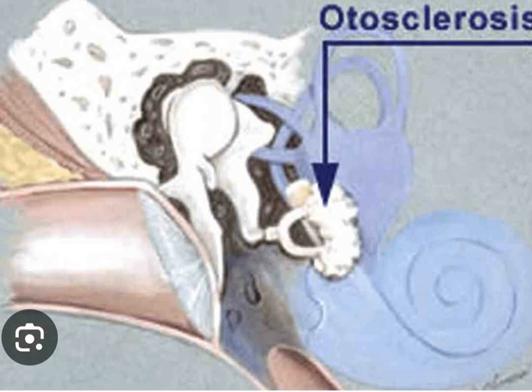Ethnicity. Otosclerosis is more common in patients of European or Indian ancestry. The condition is seen less frequently in individuals of African descent.